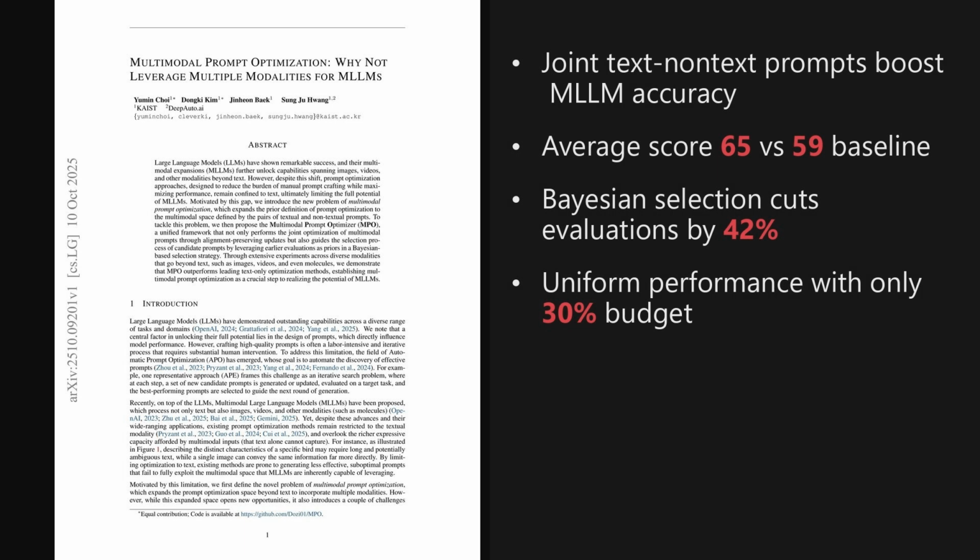Wrapping up, two takeaways stand out. Joint optimization of text and non-text prompts consistently beats text-only tuning, and the prior inherited Bayesian upper confidence bound cuts trials sharply while keeping accuracy high. The implication is clear. Prompt design becomes a multimodal engineering task, enabling cheaper, stronger deployments across images, videos, and molecules.